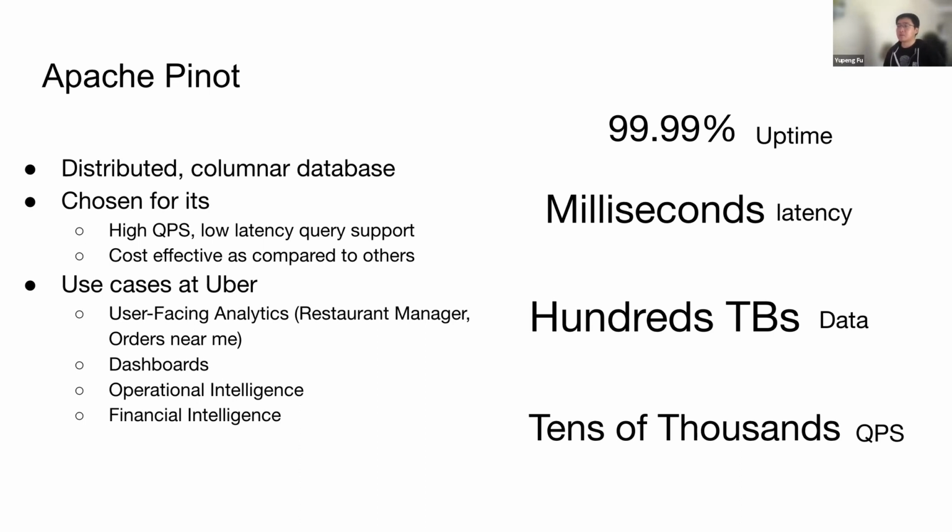Pinot is also used by Uber to empower multiple mission-critical use cases. For example, the restaurant manager that Chimay talked about in the beginning is built on top of Pinot. There are also certain important operational intelligence applications that are using it. Pinot also has pretty good deployments inside Uber, as you can tell from the numbers on this slide.